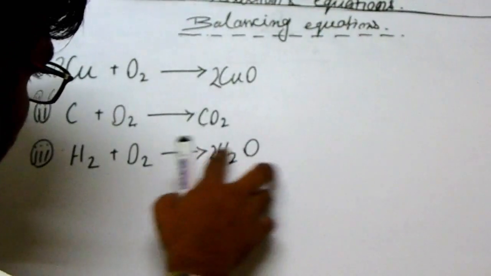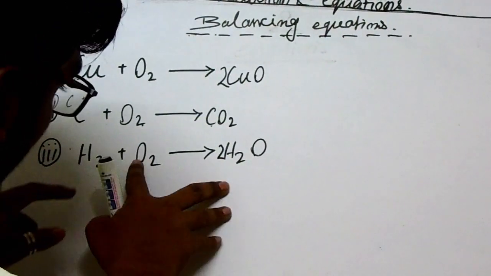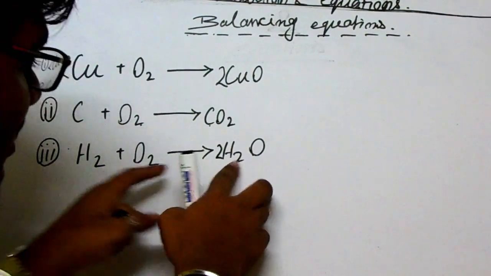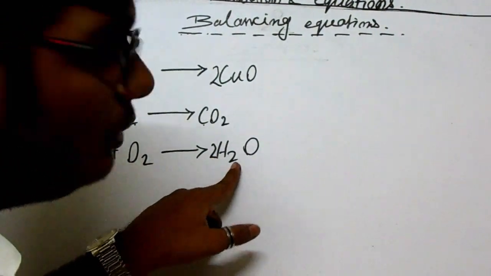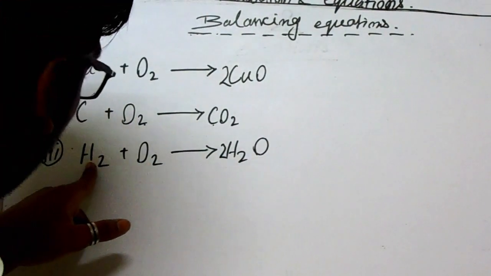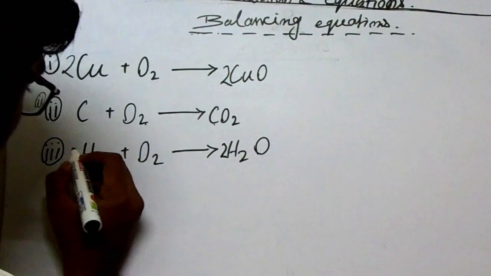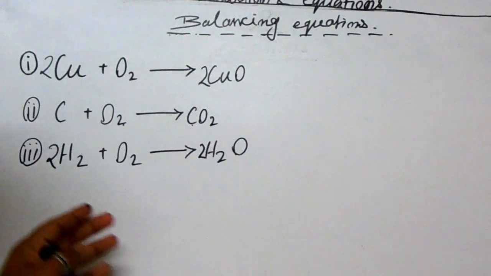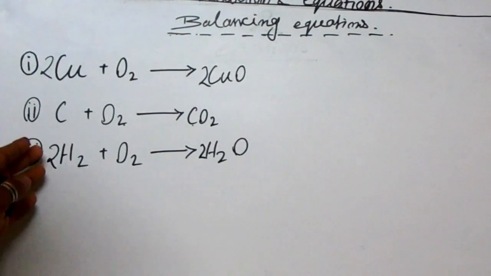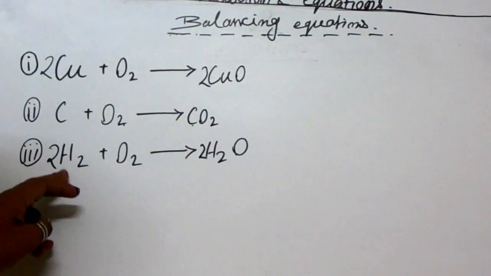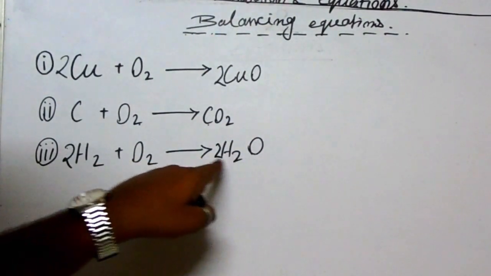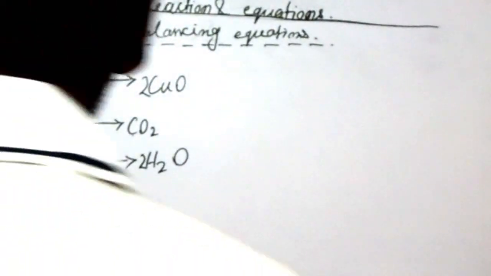So oxygen is becoming 2, oxygen is there 2 in the reactant side. But the hydrogen is becoming 4, 2 into 2, 4. Here it is already 2, so we have to do another 2. We have to just simply put 2 before H2 in the reactant side, so it is becoming hydrogen 4, oxygen 2, oxygen 2.